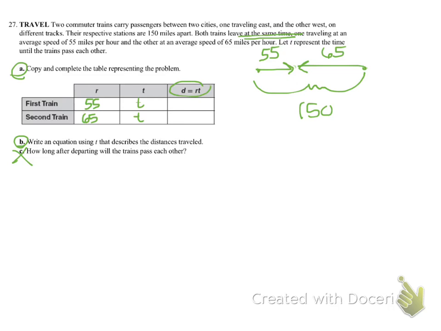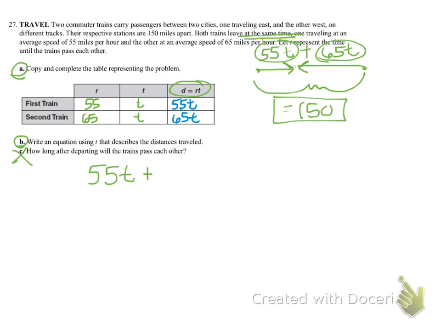Now remember, distance equals rate times time, so all I have to do is multiply these things together, and I have the distance. So if the distance of each of those trains adds up to the distance total between the two, my equation is going to be 55t plus 65t equals 150. Combine like terms and solve for t. That would give you part C.